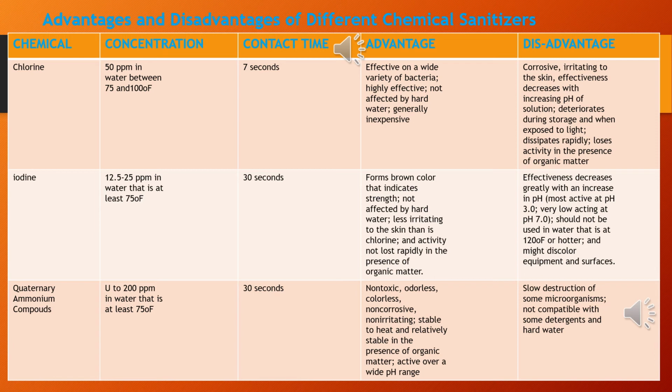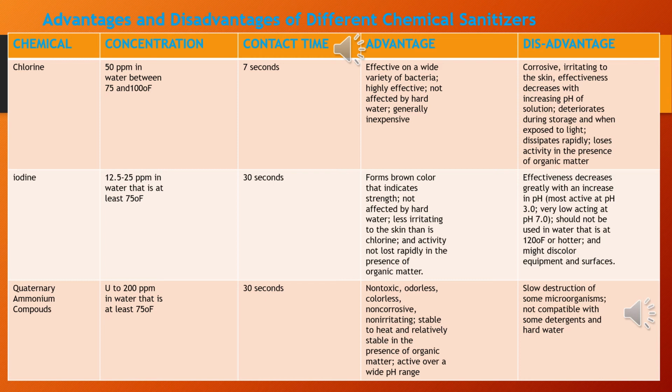Its disadvantages: effectiveness decreases greatly with an increase in pH, most active at pH 3.0, very low acting at pH 7.0. Should not be used in water that is at 120 degrees Fahrenheit or hotter, and might discolor equipment and surfaces.